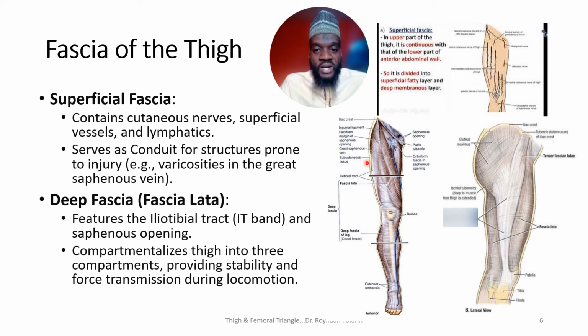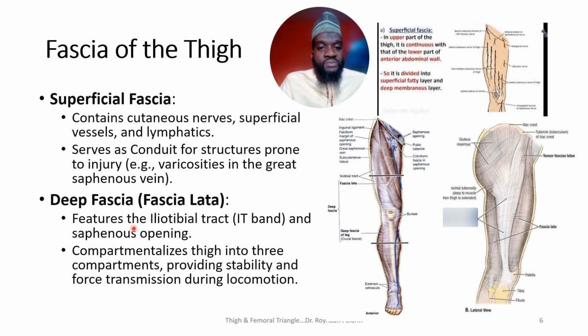So that's where you have cutaneous nerves contained, and superficial blood vessels and lymphatics. So this superficial fascia also serves as a conduit for structures that are prone to injury, such as varicosities. When you talk about varicose veins, they are mostly located in the superficial fascia. So as for the thigh region, you're talking about the great saphenous vein. So the superficial fascia houses all of these.